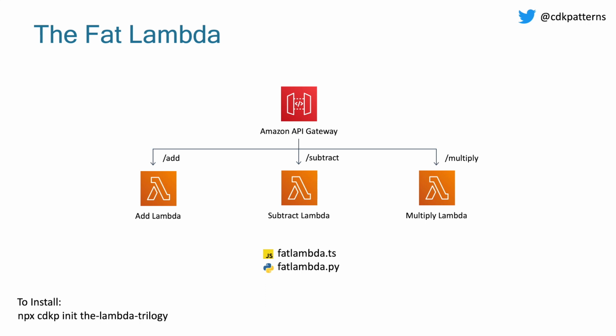Instead, it would be called calculator.ts in real life, but we have fatlambda.ts, which contains the 3 methods that are used. So they're all in the one file, and that's okay. But what it does mean is that every lambda has the code included for every other lambda within this bounded context. So that's why it's called the Fat Lambda.